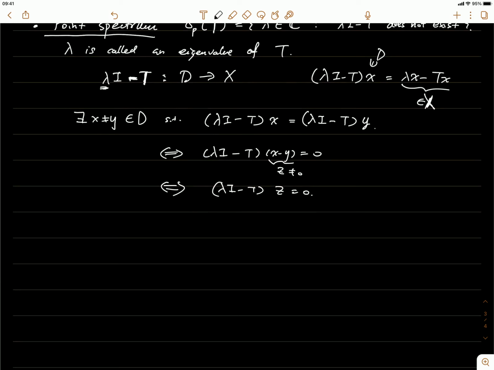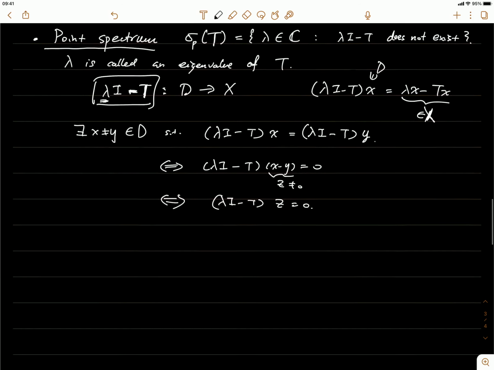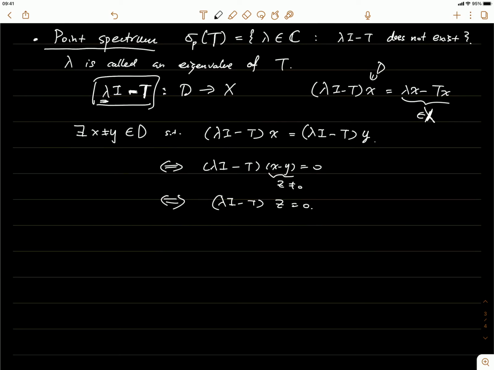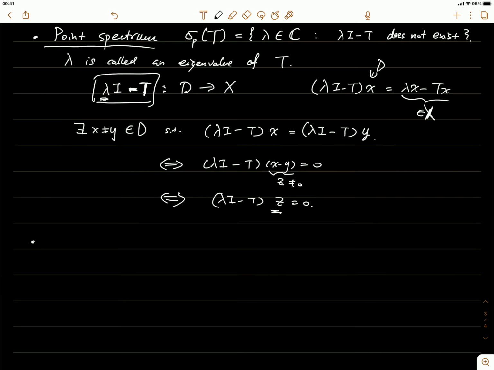There are different ways to describe this, but the core idea is that if there exists a non-zero element in D such that the image of that element is equal to 0, then lambda I minus T is not invertible. In that case, lambda is called an eigenvalue, and the corresponding z is called an eigenvector. But we're not interested in that; we only care about the values right now. So the collection of all the eigenvalues is called the point spectrum, denoted by sigma_p here. Now let's consider the second case, which is called the resolvent.